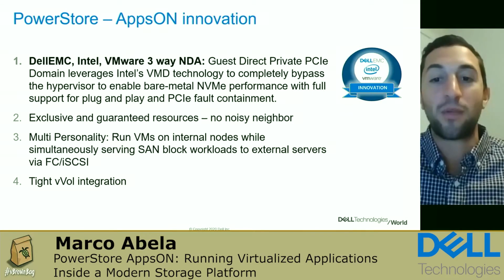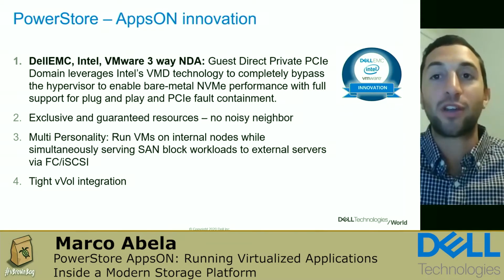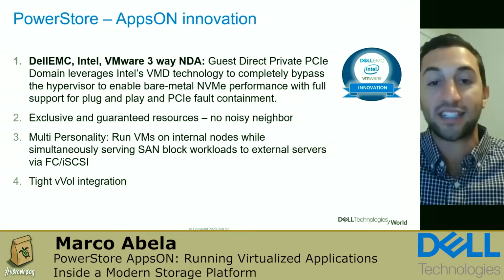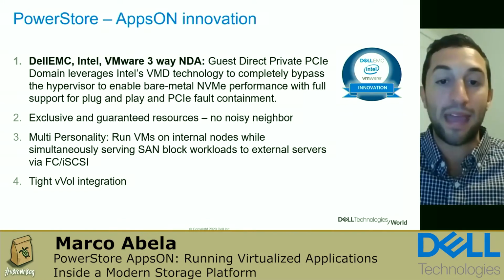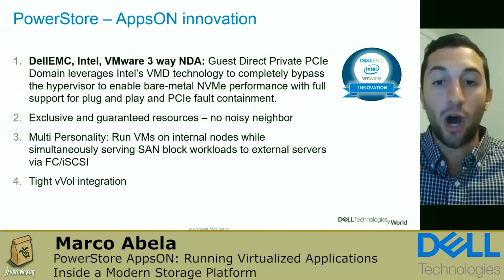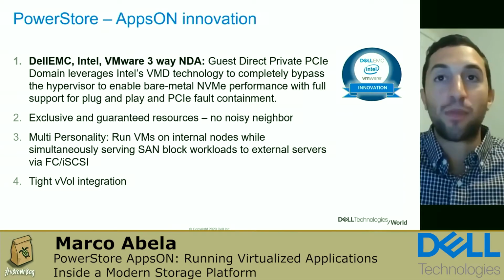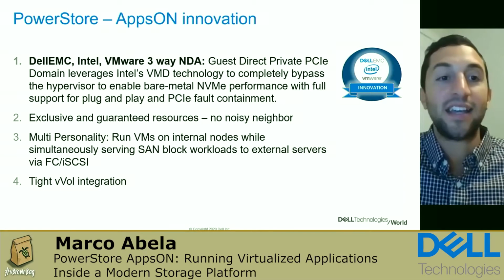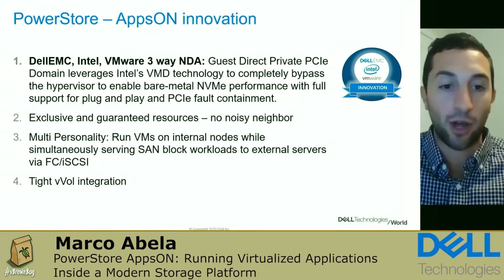Again, you benefit from inheriting native ESXi data services, such as vMotion, allowing you to move workloads around from external ESX servers to the internal ESX servers that make up the PowerStore X model as needed. And next, which we'll talk a little bit more on in the next slide, is a really tight vVol integration that we have spent a lot of time on.